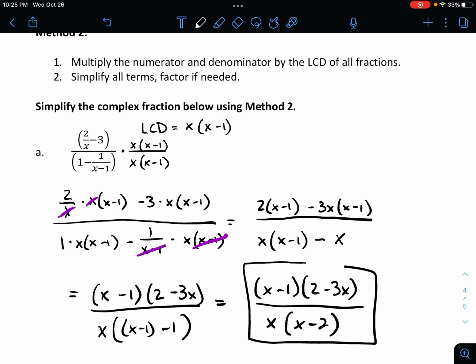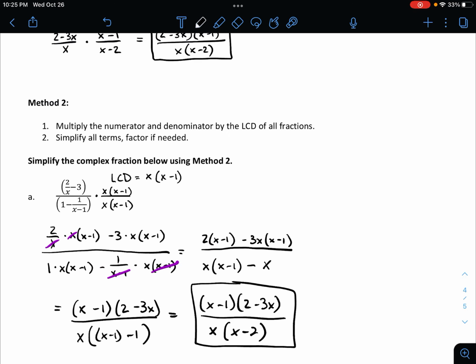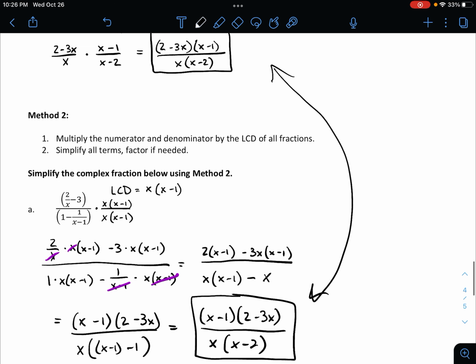And this is going to be your final answer, and hopefully you notice that that is the same answer as we get above, all right? So it is up to you how you would like to simplify this, all right? Either method, it depends on what you're more comfortable with, but both those methods will give you the correct answer.